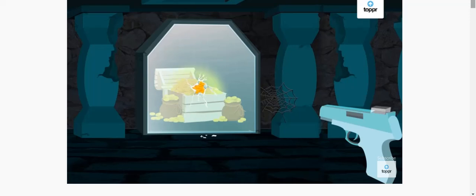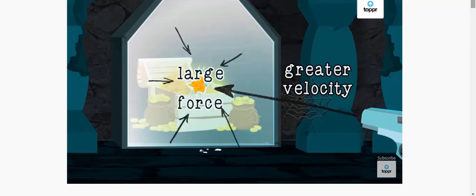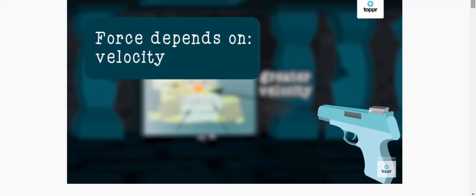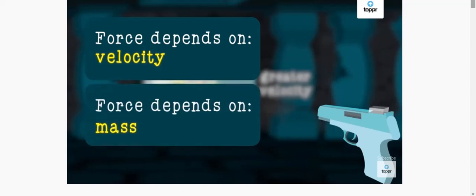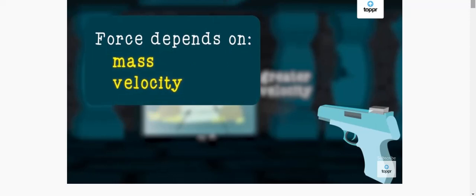But why? Because now the marble would have a much greater speed. A greater speed will result in a greater force on the glass wall, and it would break. From this plan, you realized one more important factor that affects the force applied by an object: its velocity. If you combine the two things you've just learned, you can say that the force applied by an object depends on its mass and its velocity.